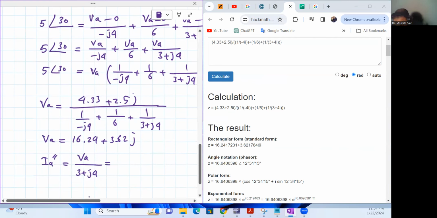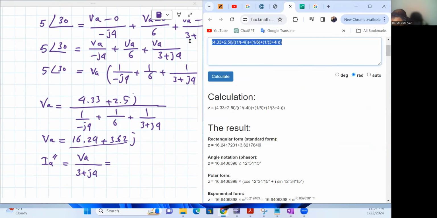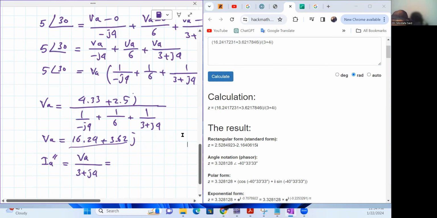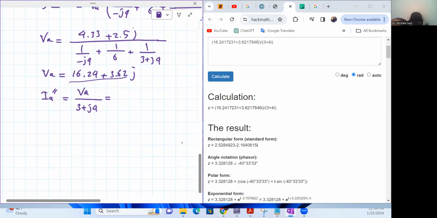Okay. We have VA. Just copy and paste, and put it in a parenthesis. Then divide by 3 plus j4, 3 plus 4i. Again, we put the constant before the i or j. So that's the result. So I A double dash is 2.53, because it's 2.5253, so we round to 2.53, minus 2.16j.